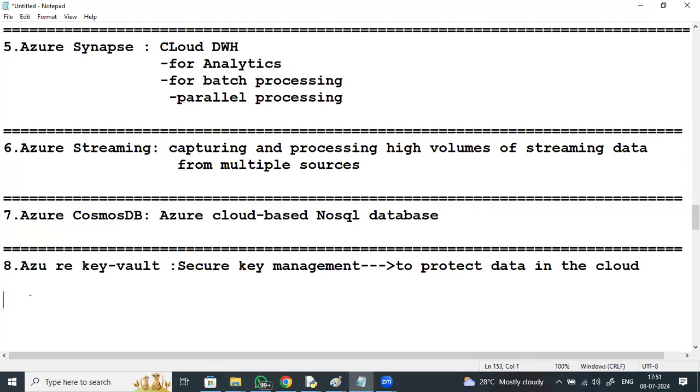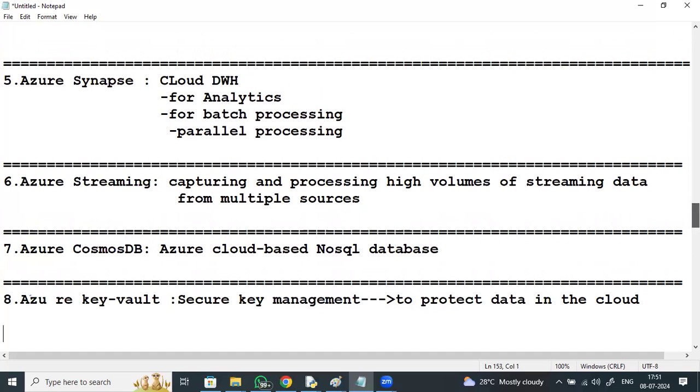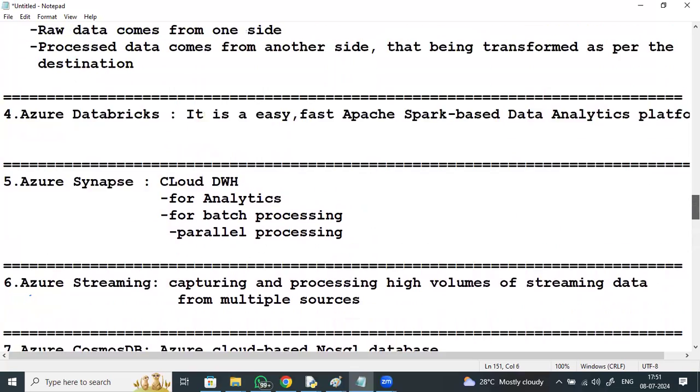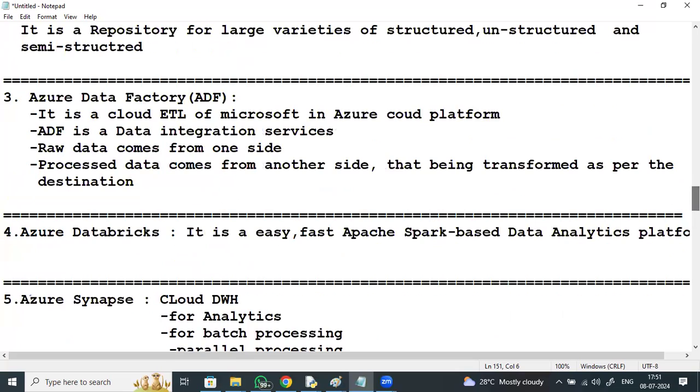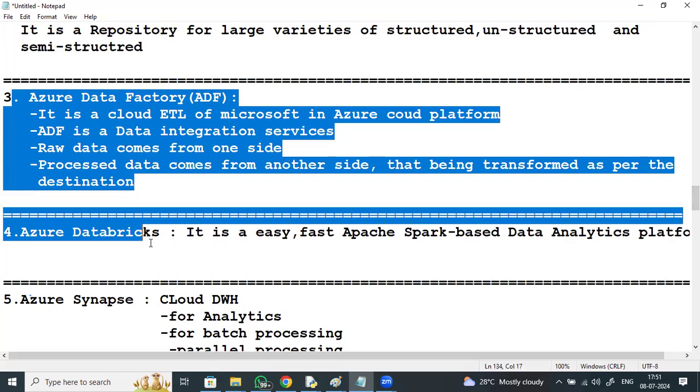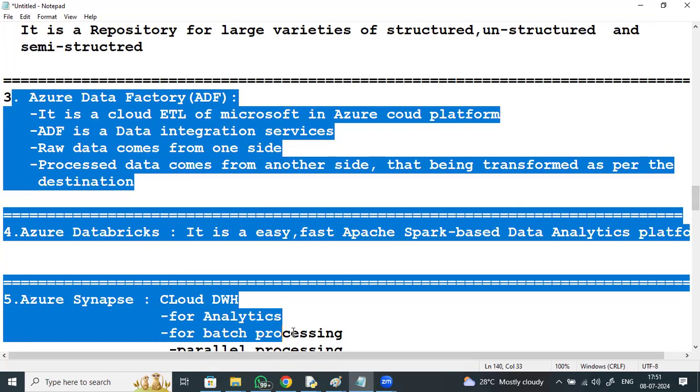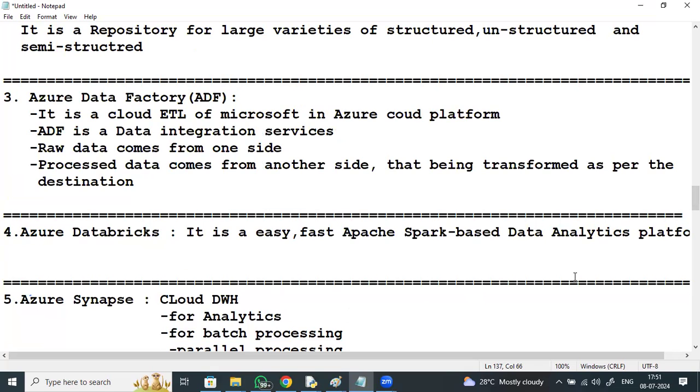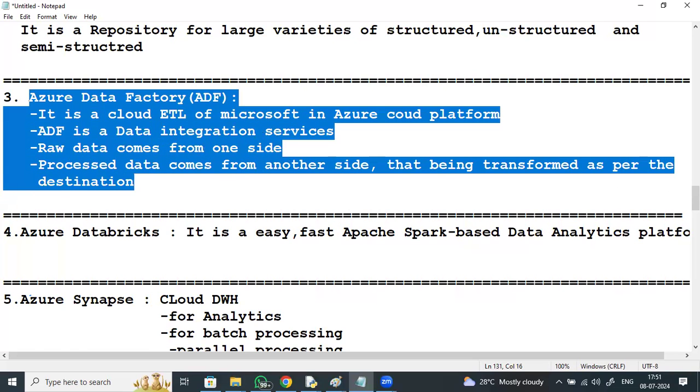Okay. So these are the products, right? Azure Key Vault, Azure Cosmos DB, Azure Streaming, Azure Synapse, Azure Data. These three things will be part of this Azure Data Engineering: Azure Data Factory, Databricks, and Azure Synapse. This is what we're going to discuss, right? And people who want ADF in brief, right? Yes, 1 second.